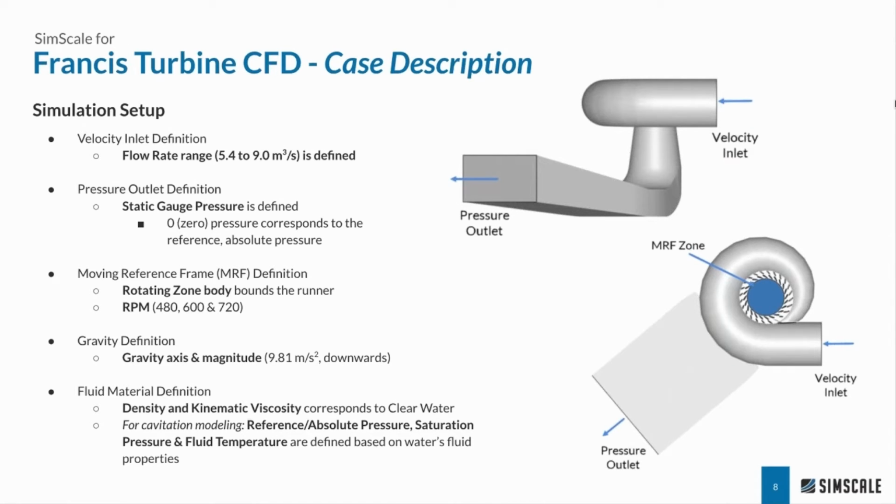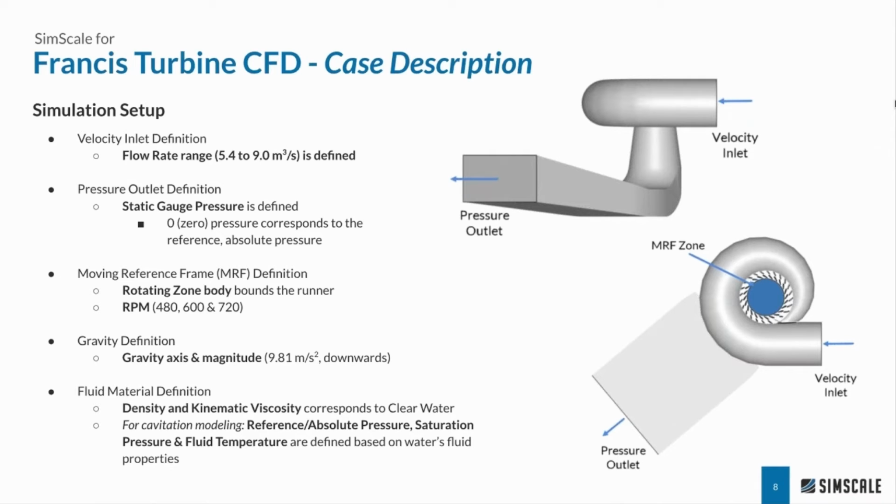The operating range for this specific model of a Francis turbine is between 5.4 and 9 cubic meters per second. That is what we define as our flow rate coming in. For the outlet definition, at the end of the draft tube, we'll define a static gauge pressure, modeling essentially ambient conditions outside the turbine assembly. In this case, a zero gauge pressure is in reference to the absolute pressure of the outside environment.